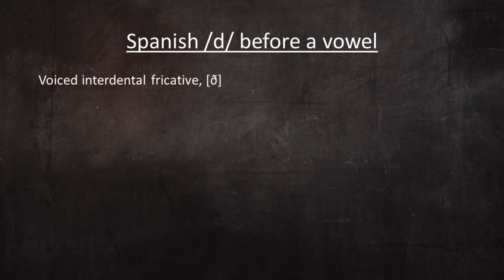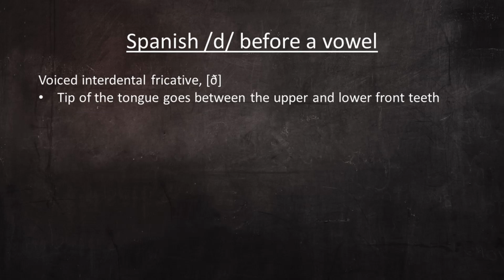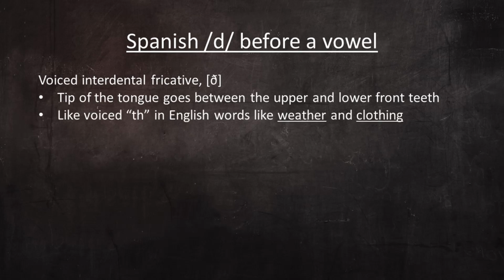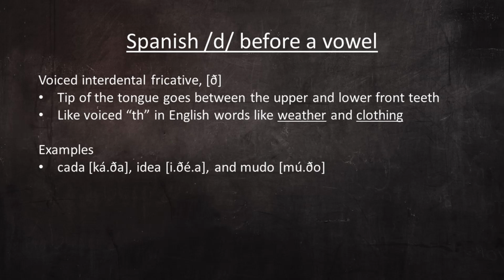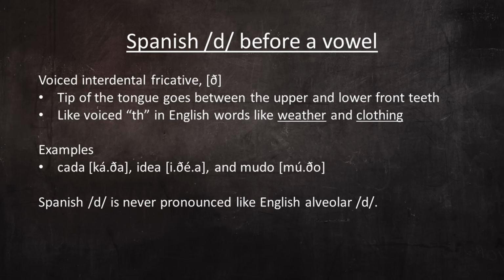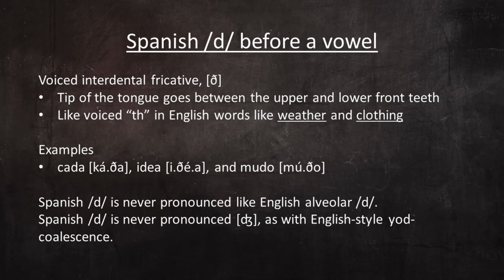Spanish D. In standard Spanish, D before a vowel is a voiced interdental fricative, meaning that the tip of the tongue goes between the upper and lower front teeth, much like the voiced th sound in English words like weather and clothing. Examples include cada, idea, and mudo. That's it. That's the only pronunciation of D before a vowel in standard Spanish. Spanish D is never pronounced d with the tongue on the alveolar ridge as it is in English, and it's never pronounced j as it is with English-style yod-coalescence.